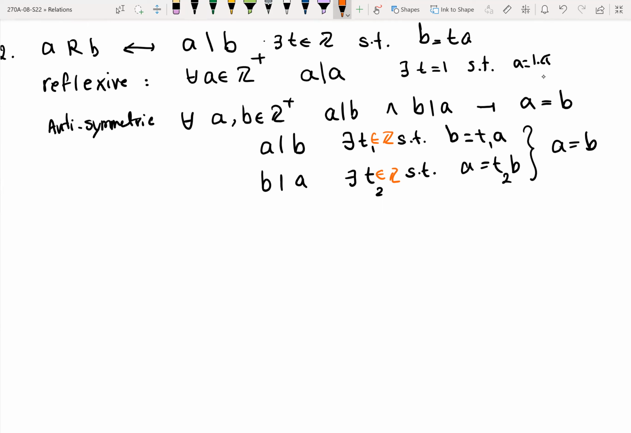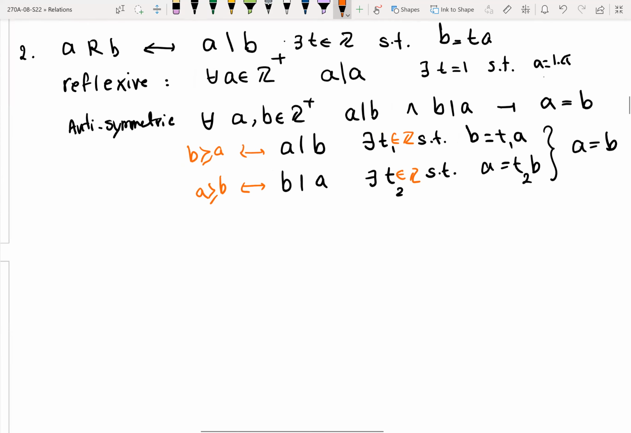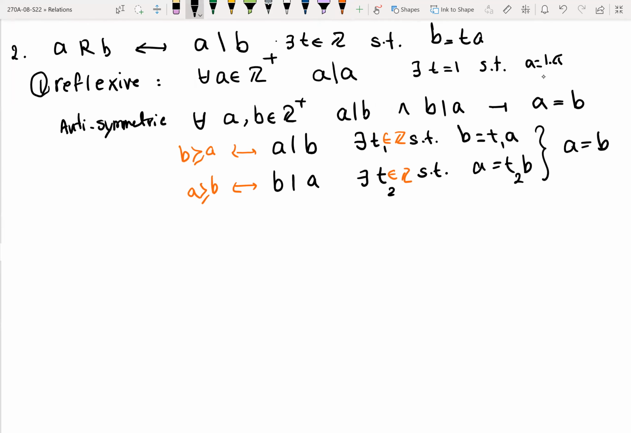But as we just discussed, when A is divisible by B, this is the same as saying B has to be a bigger number than A, and here also A has to be bigger than B. That's possible only if A and B are equal, otherwise it's not possible. Make sense here?